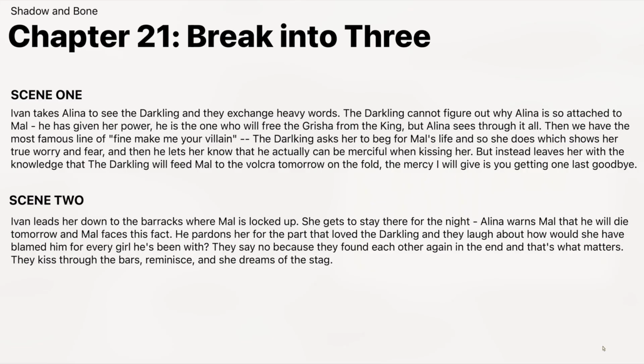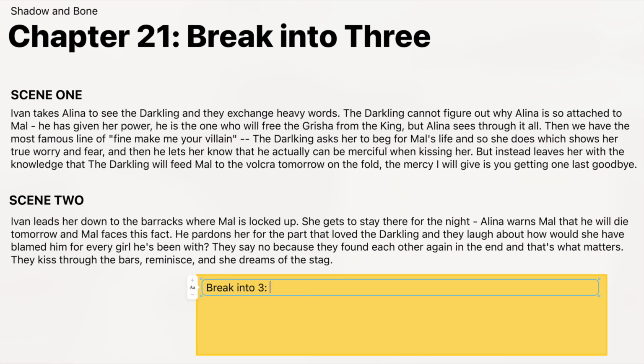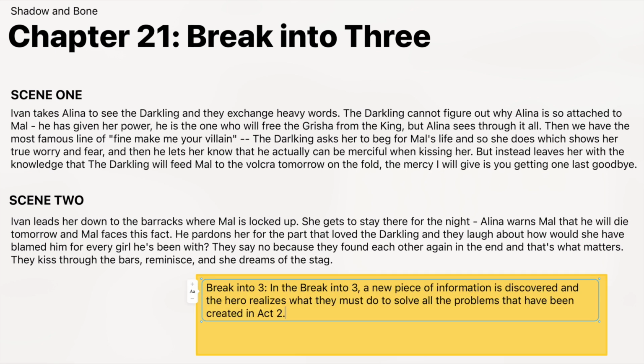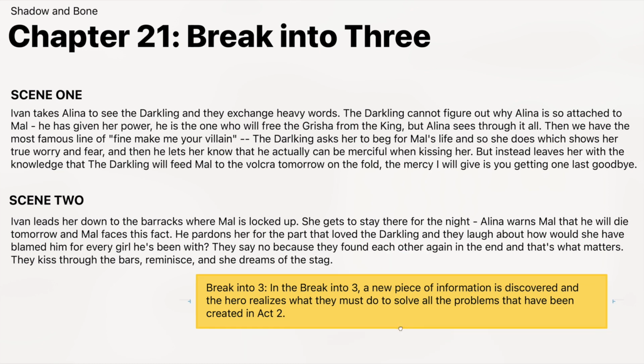I have chapter 21 as us breaking into 3. In Save the Cat, the break into 3 definition is that a new piece of information is discovered, and the hero realizes what they must do to solve all the problems that have been created in Act 2. Save the Cat says that this should happen about 80% of the way through the book.